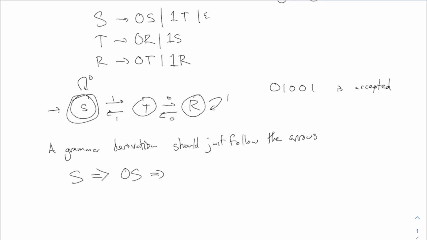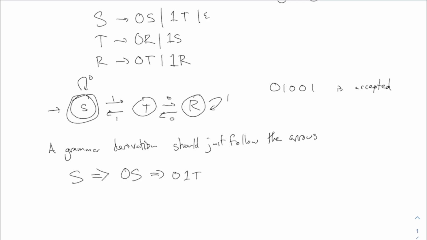Next, from here, I would follow the 1 arrow. So I'm going to do that here, which goes S goes to 1T. So now it says 0, 1T, right? The 0 was there before. I turned the S into 1T.